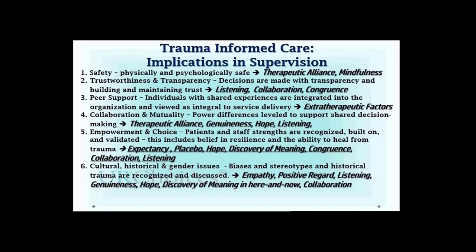Number 2, trustworthiness and transparency. Decisions are made with transparency and building and maintaining trust. This has to do with active listening, collaboration, congruence, building on the therapeutic alliance. Number 3, peer support. Individuals with shared experiences are integrated into the organization and viewed as integral to the service delivery.